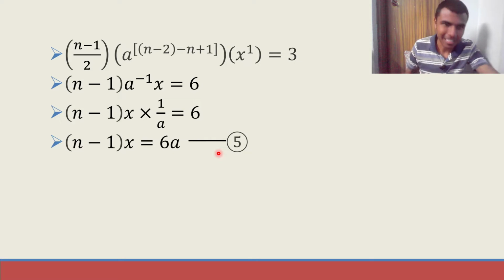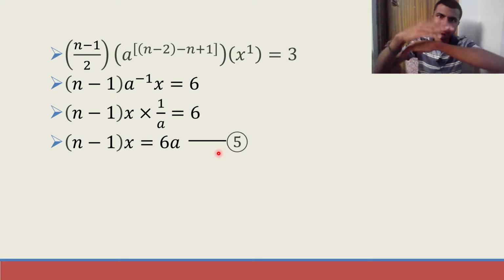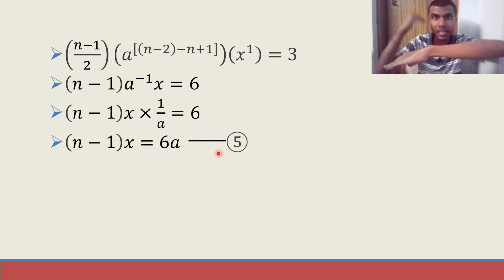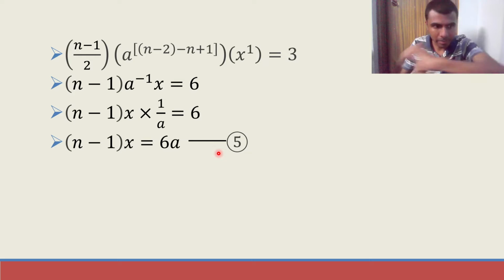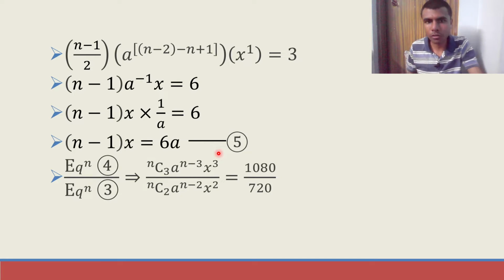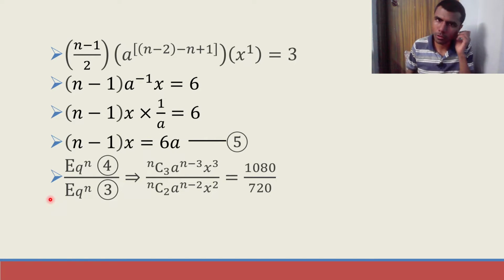Okay, fine. Now let's come back. See, I did equation 3 by equation 2. Now I am going to do equation 4 by equation 3. You guys can refer to equation 4 and equation 3, just a little bit back in my video. This is equation 4, nC3 a power n minus 3 into x cube, and equation 3 is this, nC2 a power n minus 2 x cube, is equal to 1080 by 720.